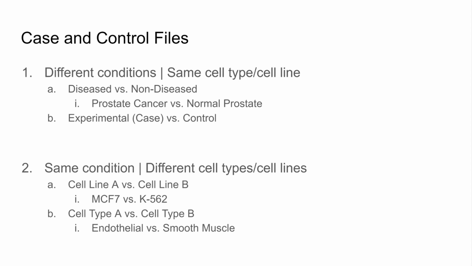The other option is that the data is under the same conditions and you look at different cell types or different cell lines. So you could look at two cell lines with the same experimental manipulations, or look at different cell types in the same condition. We did endothelial cells and smooth muscle cells in prostate cancer, but obviously you could extend that to other studies.